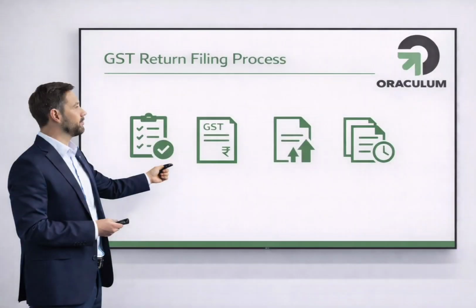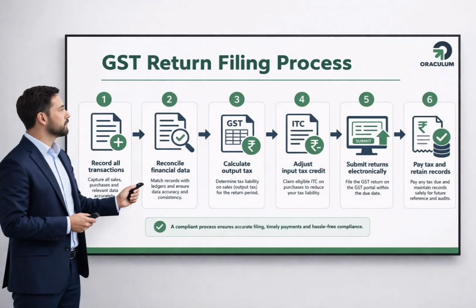Preparation and filing of GST returns. The process includes maintaining records of transactions, classifying them correctly, calculating output tax and input tax credit, and determining net payable tax. Returns are prepared and submitted electronically within deadlines. Tax due must be paid, and records retained. Record transactions systematically. Reconcile data before filing. Compute tax liability. Submit returns on time. Pay tax and retain acknowledgement.